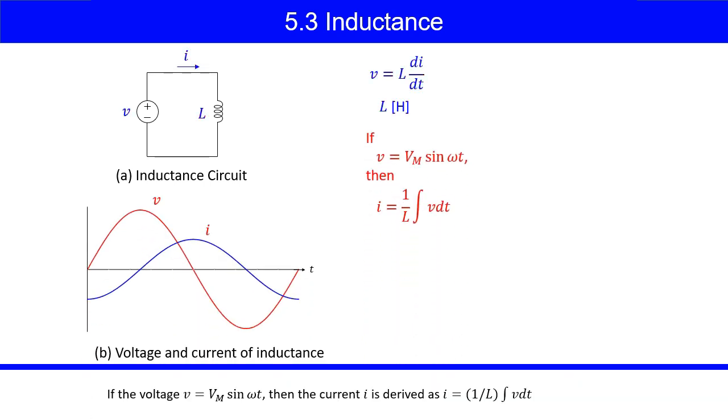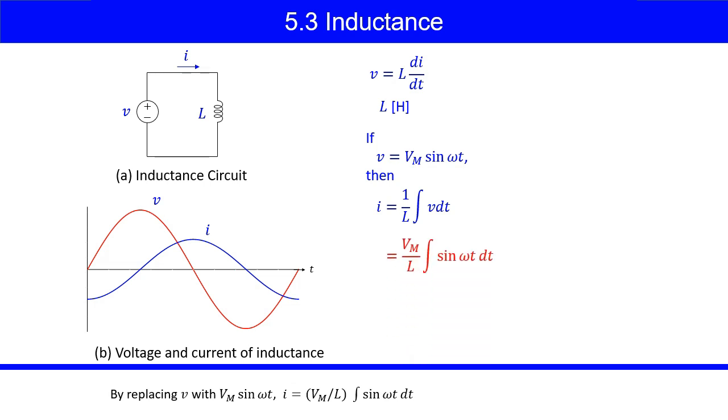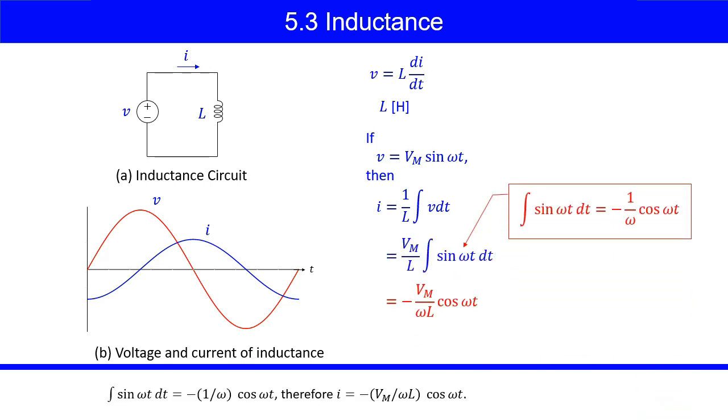If the voltage V equals Vm sine omega t, then the current I is derived as I equals 1 over L, times integral V dt. By replacing V with Vm sine omega t, I becomes Vm over L, times integral sine omega t dt. The integration of sine omega t is obtained as negative 1 over omega, times cosine omega t, therefore, I equals negative Vm over omega L, times cosine omega t.